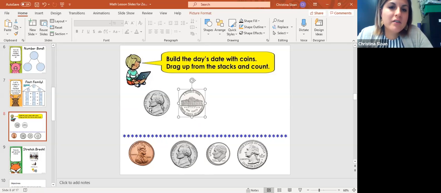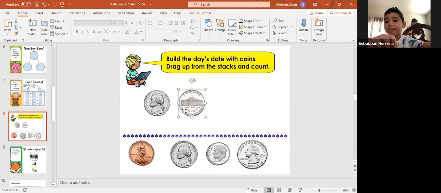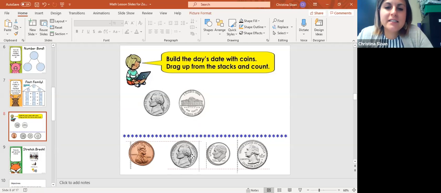So we can count up. We know this is worth 5 and we know this is worth 5. So let's count up by 5, Sebastian. 5, 10. How many cents do I have? 10. Okay. So I'm trying to get to 17 though. So let's add 1 more nickel and see what happens.